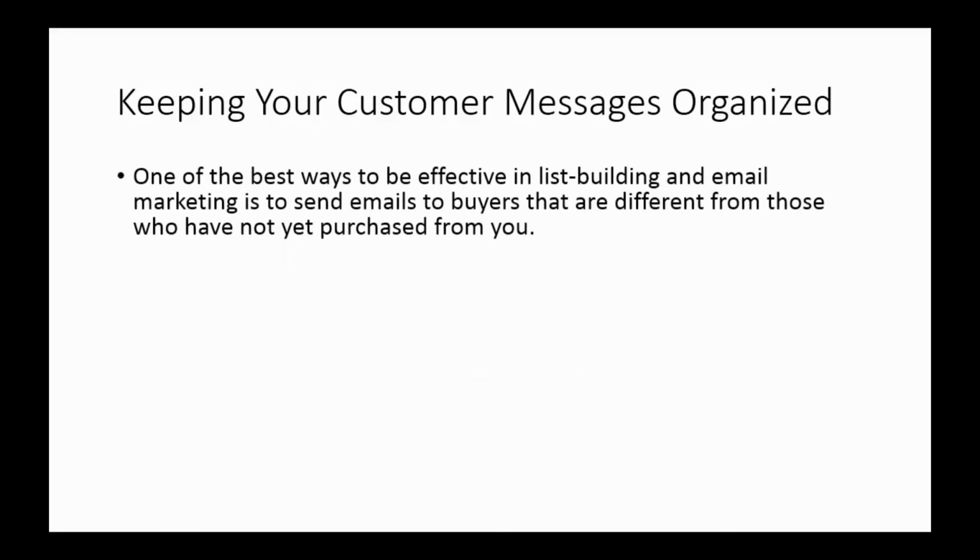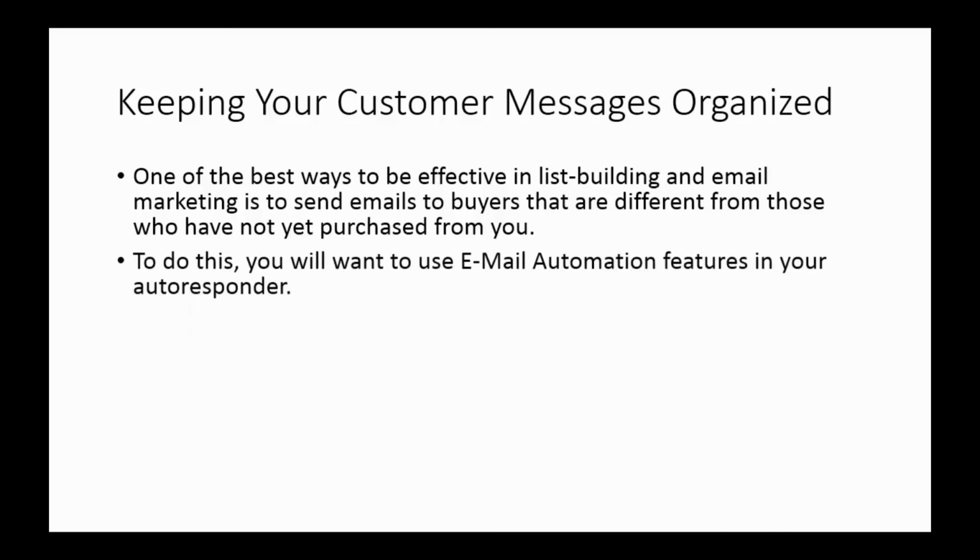Now, one of the best ways to be effective in your list building and your email marketing is to make sure that you're sending emails to buyers that are different from those who have not yet purchased from you. In other words, you want to treat those two groups of people differently. People who have already spent money, you want to make sure that you reward them in some way, or you speak to them so that you know and acknowledge and that you appreciate the fact that they have already purchased from you. And to do this, you're going to want to use a feature that is inside of most autoresponder companies.